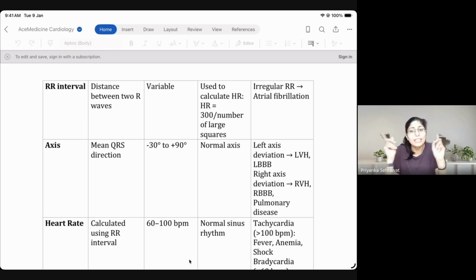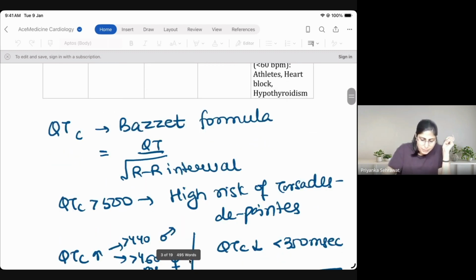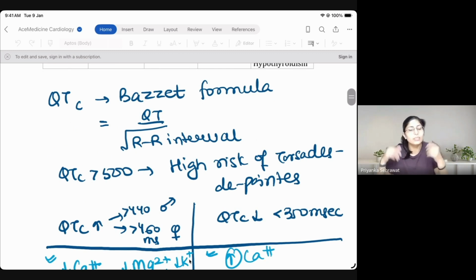And remember, left leaves. Then what is Bazett's formula? The corrected QT interval: QT divided by square root of RR interval. You need to be good at maths in order to do this. Otherwise, you can use a calculator like me. I'm not very good at maths, to be honest. Now, QTc more than 500 can put the patient at high risk of Torsades de Pointes.